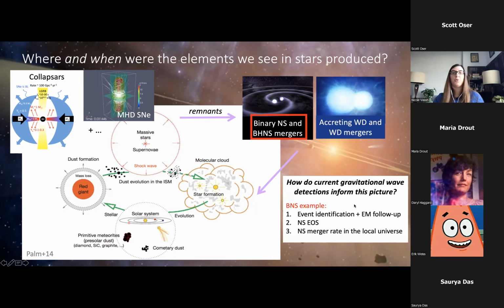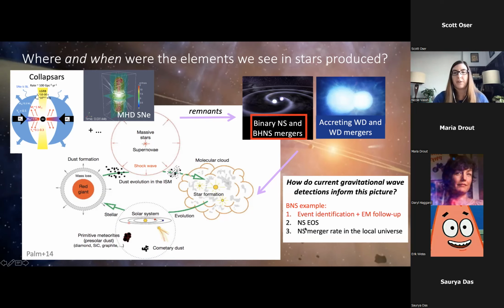So how do gravitational wave detections inform this picture? Well, I'm going to use binary neutron stars as an example. And there's three ways in which they are going to inform this picture. One, event identification and electromagnetic follow-up. Of course, we're going to have a very famous example in a minute. Information about the neutron star equation of state and the neutron star merger rate in the local universe.